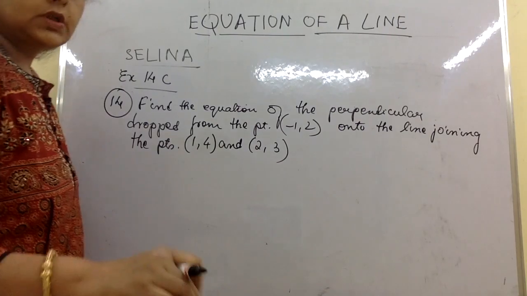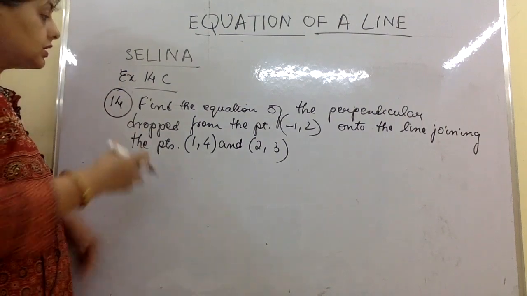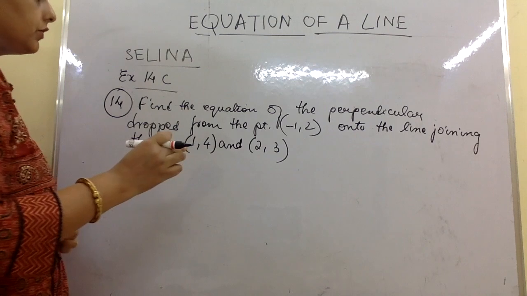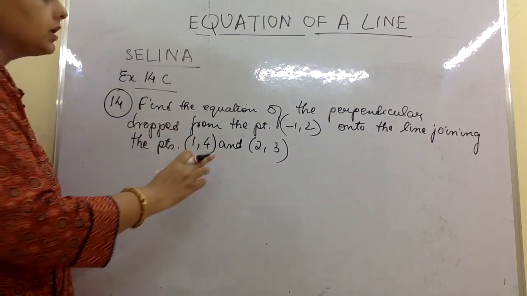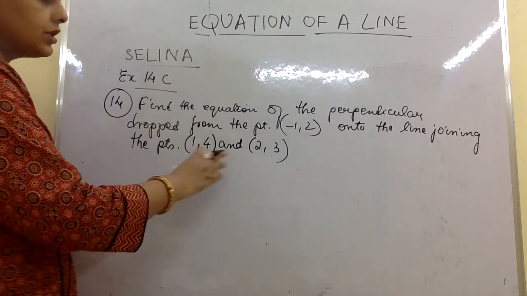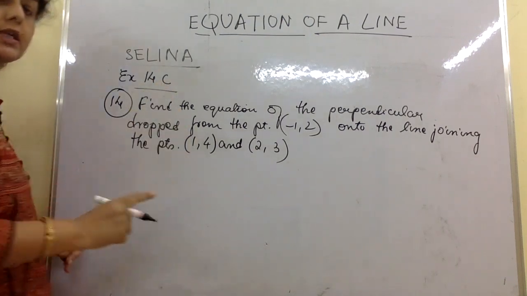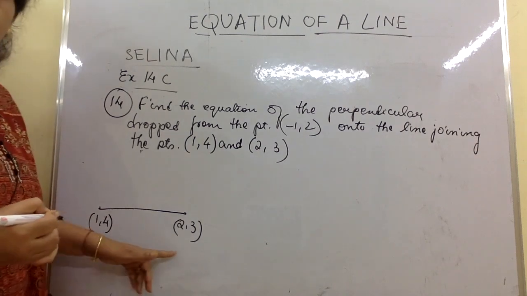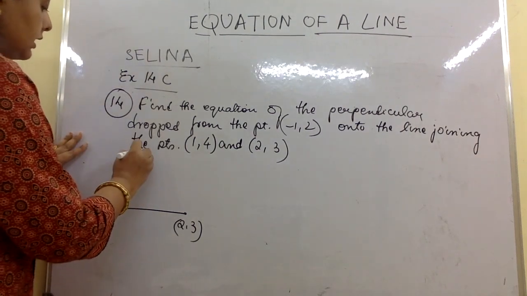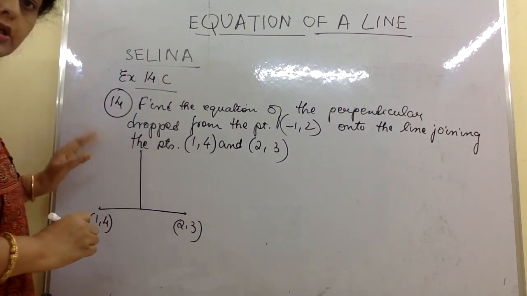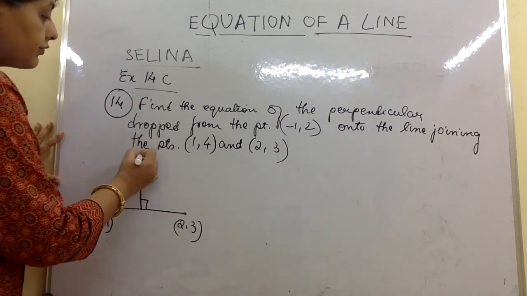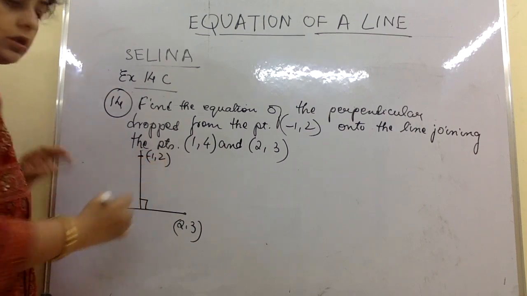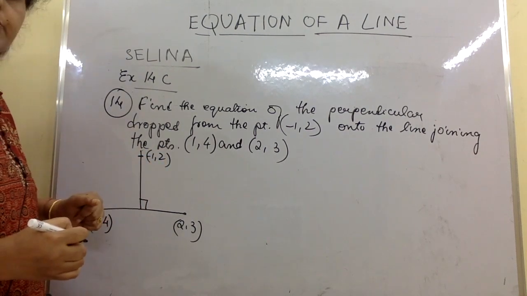Okay, so this is our next question. This is the 14th question of exercise 14C, Selina. Find the equation of the perpendicular dropped from minus 1, 2 onto the line joining these 2 points. The first thing, you have to get your diagram correct. So this is the line joining 1, 4 and 2, 3. Now this is the perpendicular, which is coming from the point minus 1, 2.